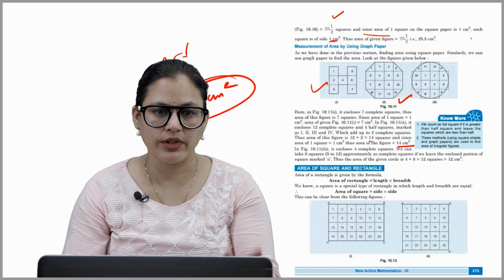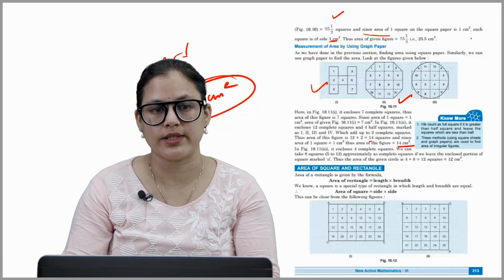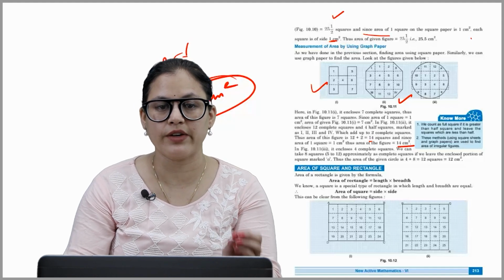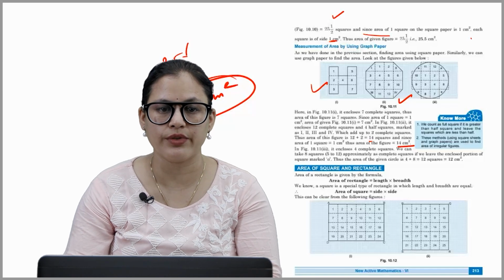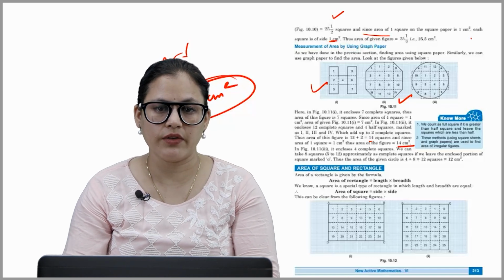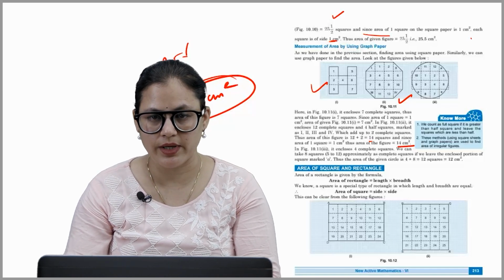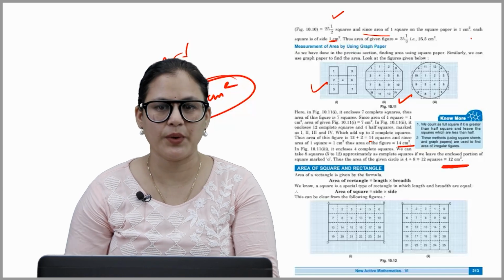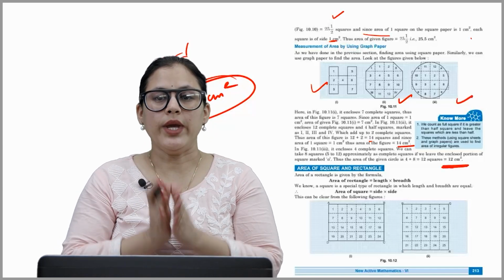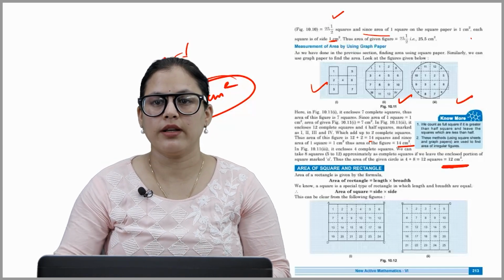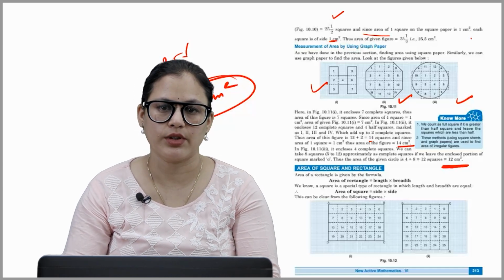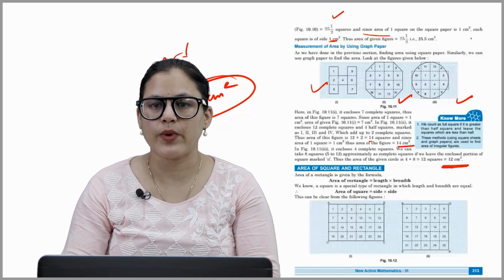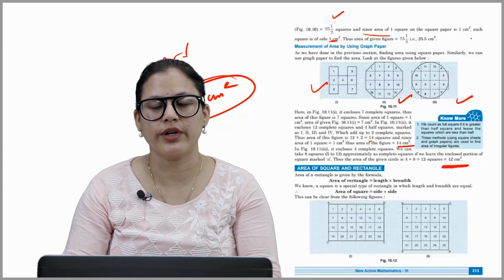In figure 10.11 third part, it encloses 4 complete squares. We can take 8 squares, 5 to 12 approximately, as complete squares if we leave the enclosed portion of square marked A. Thus, the area of the given circle is 4 plus 8 is equal to 12 squares is equal to 12 centimeter square. We count as a full square if it is greater than half a square and leave the squares which are less than half. These methods using square sheets and graph sheets are used to find area of irregular figures.